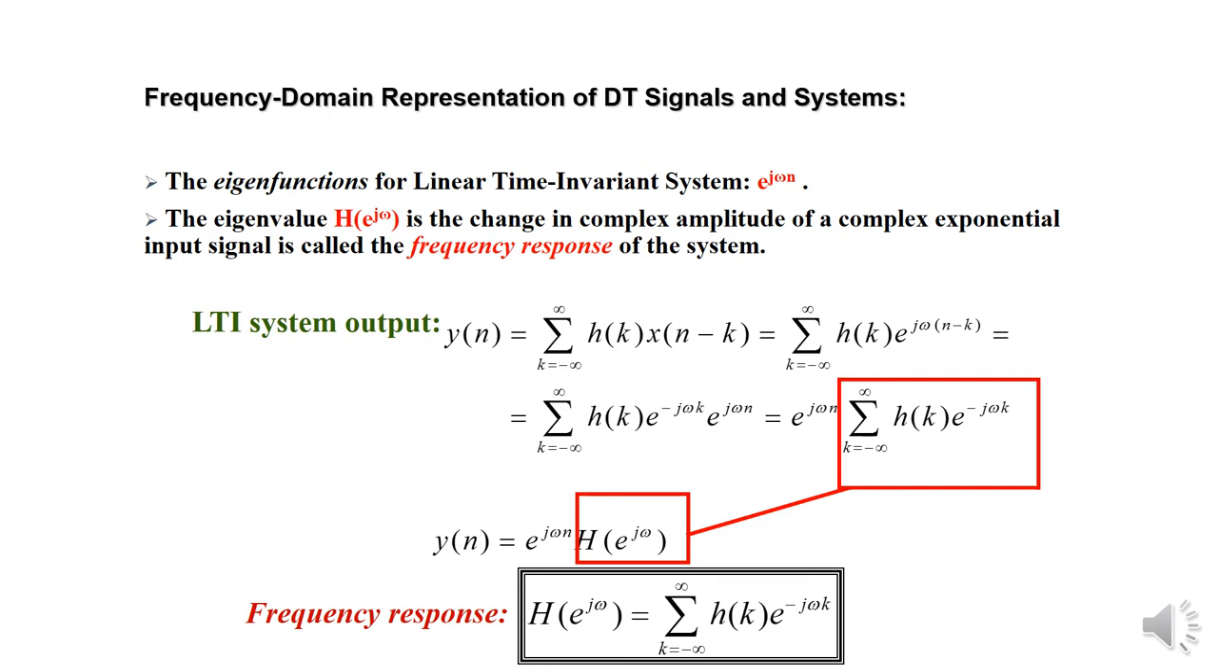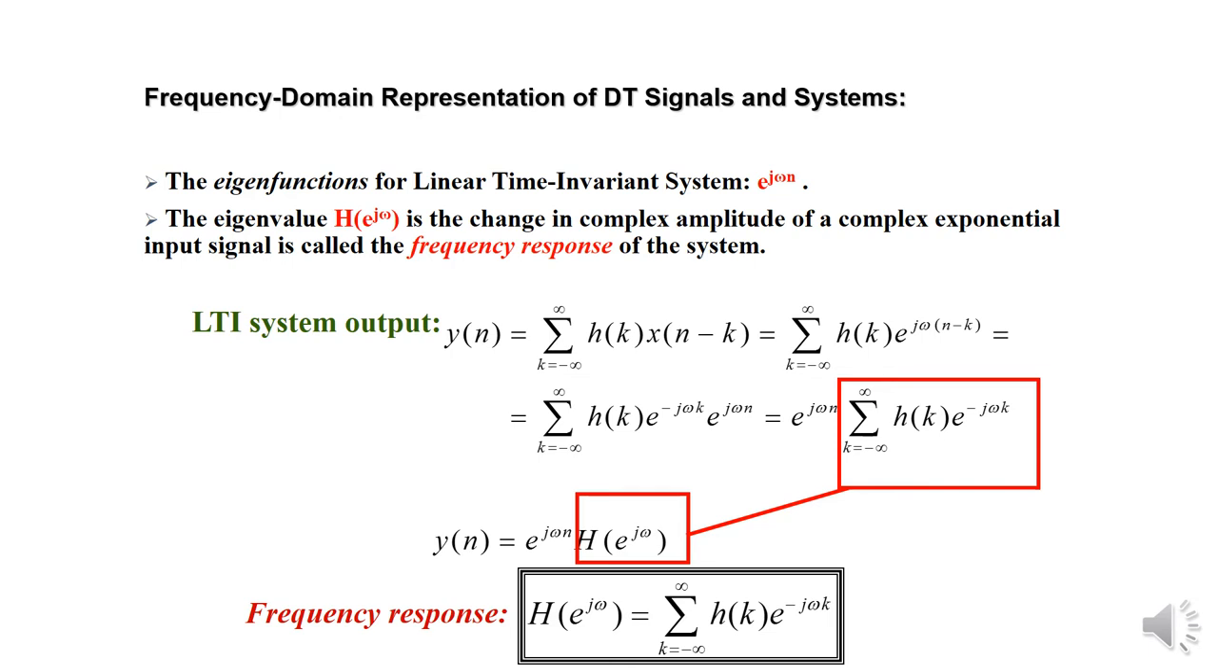So therefore, the DTFT of h[k], or h[n], can be written as the sum from minus infinity to plus infinity of h[n] or h[k] e^{-jωk}. So that thing we can refer to as capital H(e^{jω}), or the frequency response of the impulse response h[n]. So the frequency response we have written as H(e^{jω}) is equal to the sum over k from minus infinity to plus infinity of h[k] e^{-jωk}.